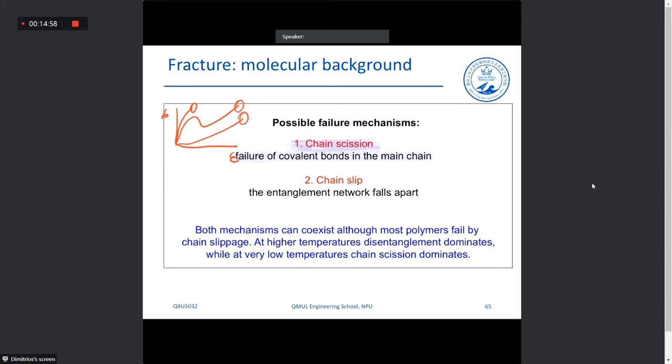And the second mechanism of failure is chain slippage, where the entanglement network completely falls apart. Okay. It is very difficult to distinguish every time which is the exact mechanism that leads to a failure. Okay. But the most popular and the most easy way for polymers to fail is by chain slippage.